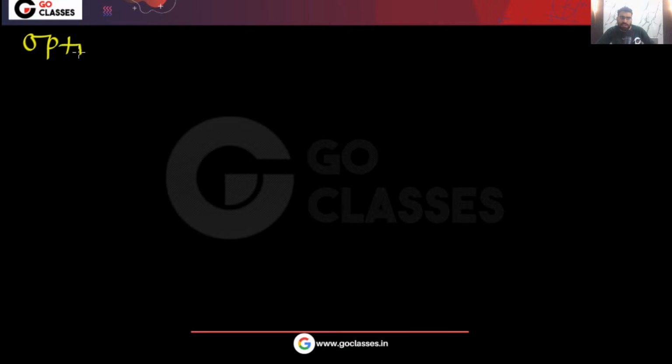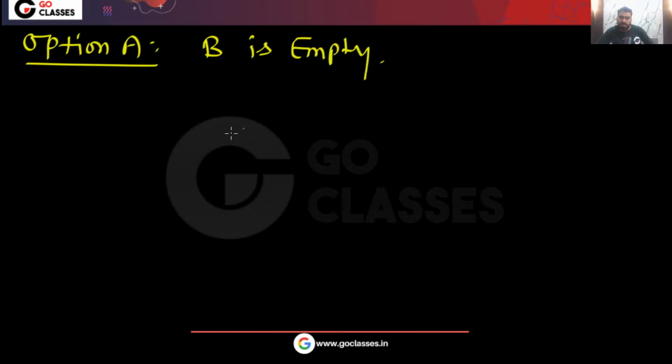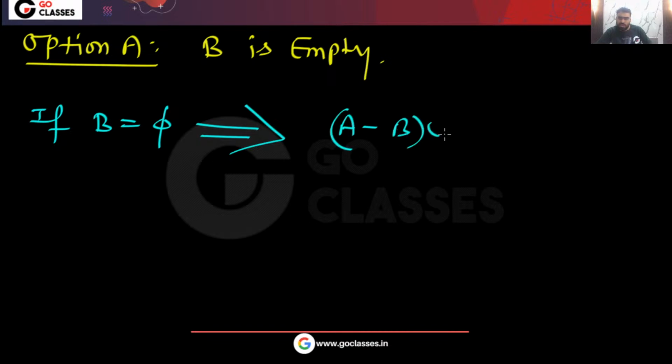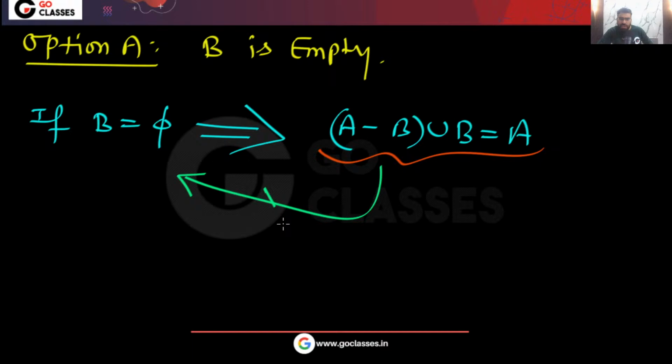Let's look at option A. Option A is saying B is empty. Please understand one thing, that if B is empty, then definitely A minus B union B will be equal to A. I agree. But remember, the question is asking, if this happens, then what will happen? If this happens, then B being empty may not happen, right?